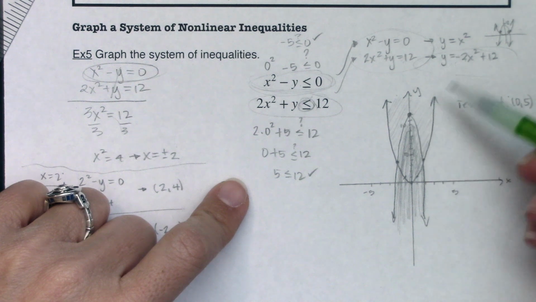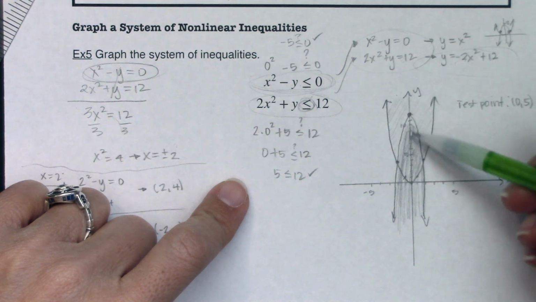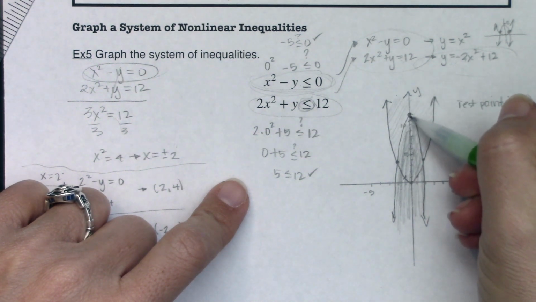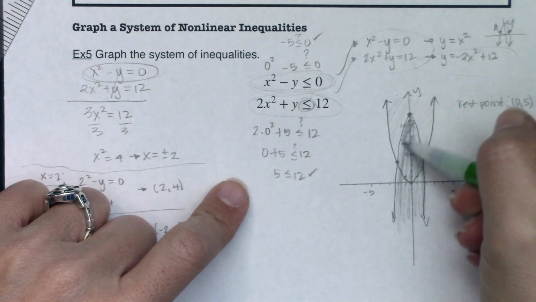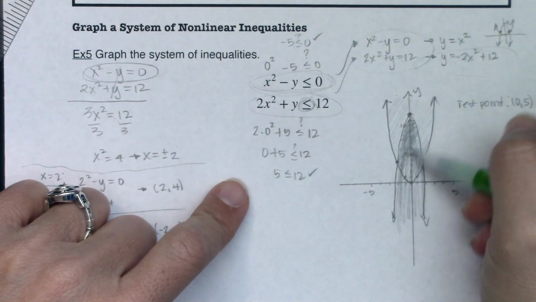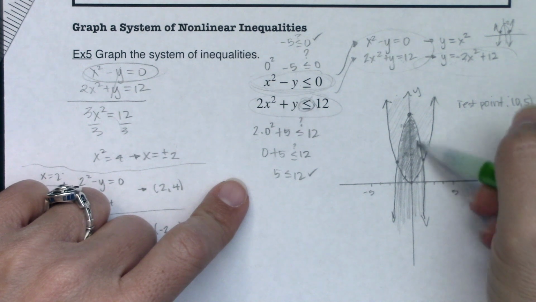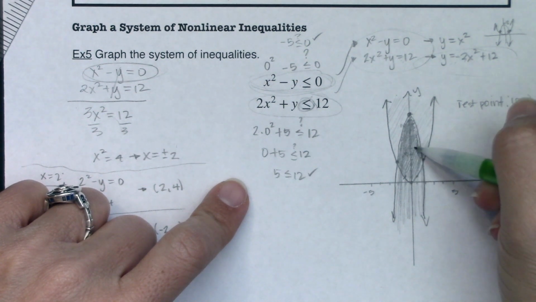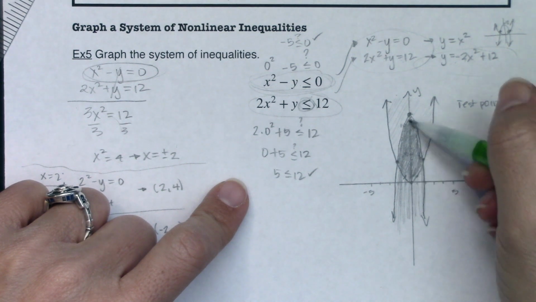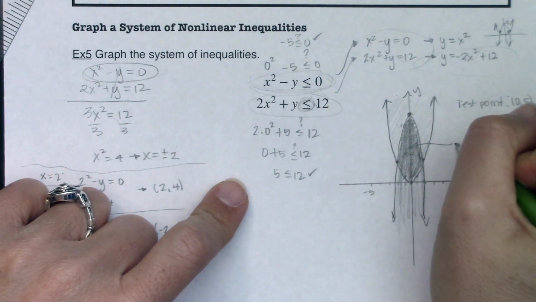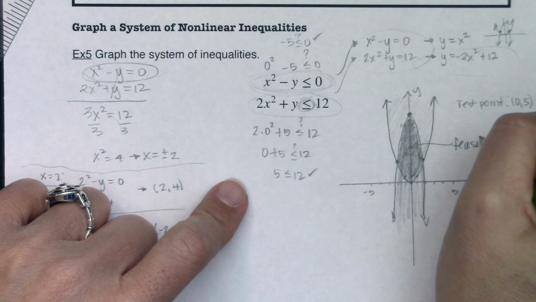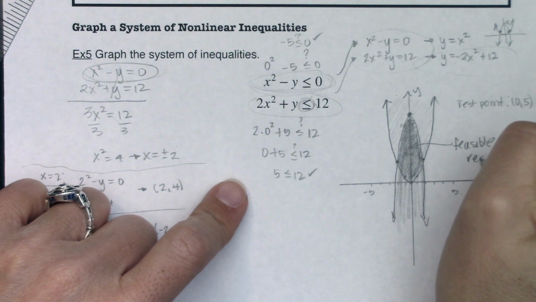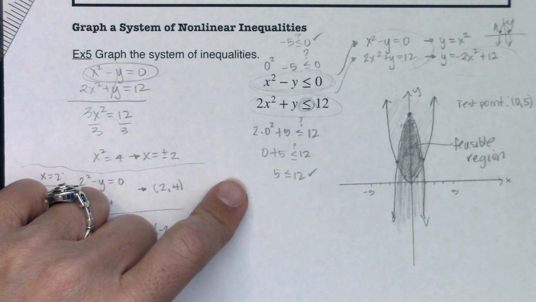And you can maybe start to see that when I shaded above this parabola but below this parabola, the overlap was here in that football looking region. So I'm going to darken that. That region gets a special vocab name. This right here is called the feasible region. And that is our solution.